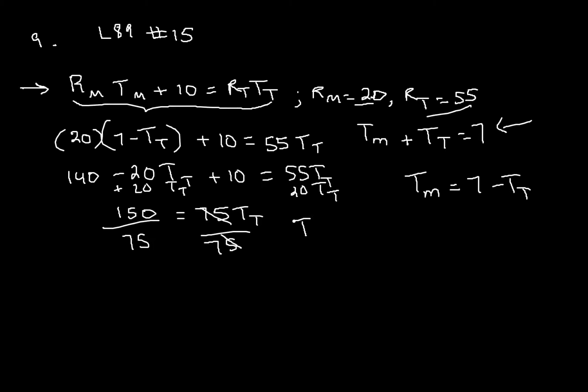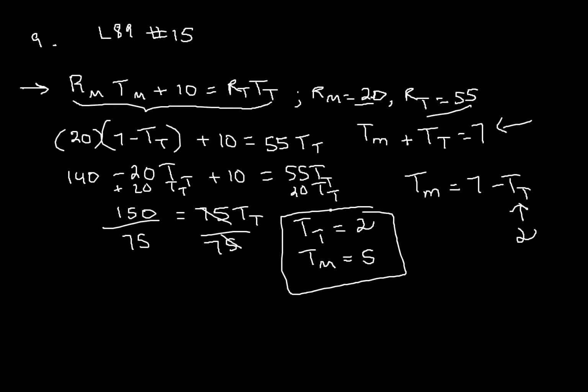All right, so we get Tt equals 2, and Tm, you go up here and you put Tt in since it's 2. 7 minus 2 is 5. Now, that's it. You don't need to put rates per hour or anything because it didn't come with it.